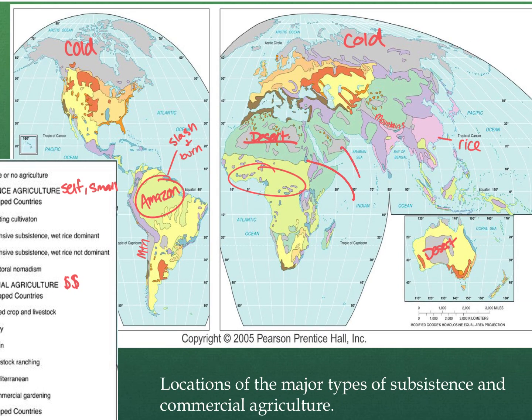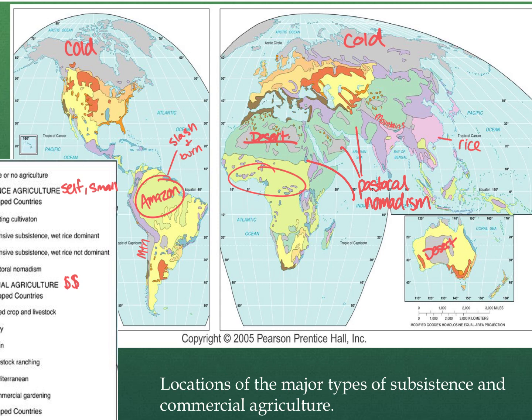And then the last color is that green color, pastoral nomadism. Lots in Africa, Middle East, Asia. That's all pastoral nomadism. Do you know what that is? Have we talked about that yet? What is nomad? Someone who wanders, right? So then what would pastoral be with it? For the animals, yeah. So you have a herd of some sort of animal, and you're moving around your animal.